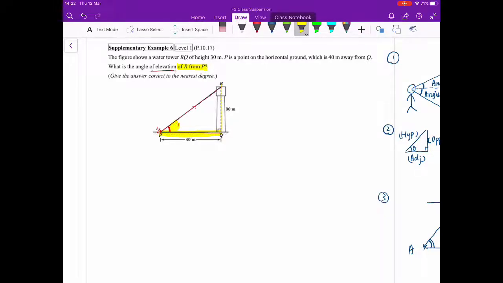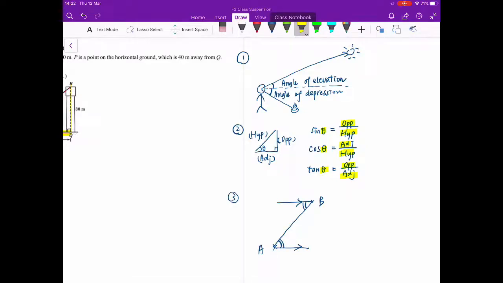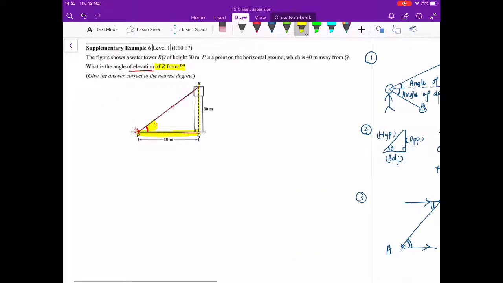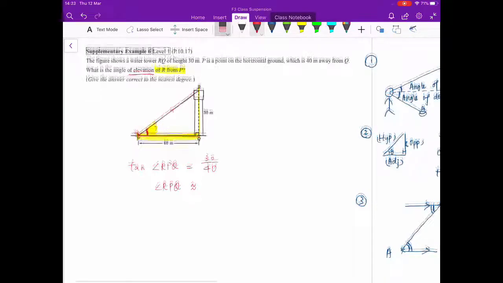So actually you are relating two sides with one angle, so you may use sine, cosine, or tangent. And for these two sides with this angle, it should be adjacent side and opposite side. So you have to use the tangent ratio. Tangent of the unknown angle equals 30 divided by 40. So you can calculate by yourself. I don't have my calculator here. Okay, I get by my calculator, and so by your calculator, the answer for this one will be this one.